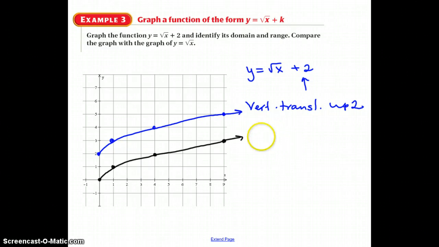and we're going to answer the domain and range question. So our domain is going to be all the x values greater than or equal to 0. Our range is now going to be all the y values greater than or equal to 2 because we don't have anything below 2. So y is going to be greater than or equal to 2.